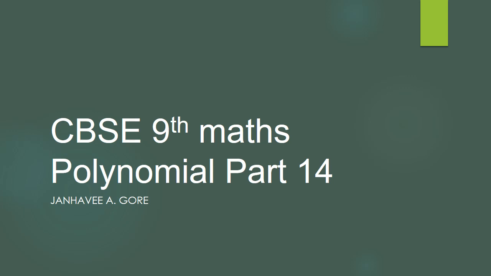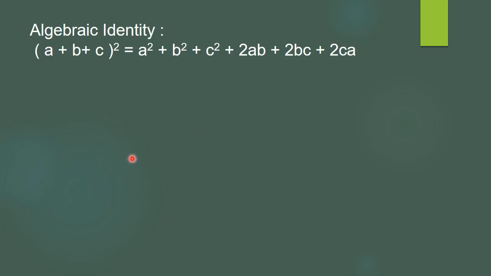Morning, students. Yesterday we studied certain algebraic identities. Today we are going to study one more identity. The identity is (a + b + c) the whole square. It means there are three terms.